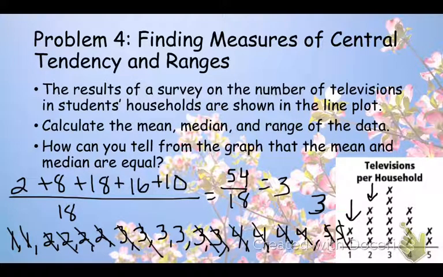And for my range, I'm going to do the largest subtract the smallest, which would be 5 minus 1. So my range, I'm going to write it up here, my range is 4. So how can we, or can we, tell from the graph that the mean and the median are equal? And the answer to that is yes, we can. When the graph is symmetrical, then we can determine that the mean and the median will be equal to each other. So it can save us some calculations.